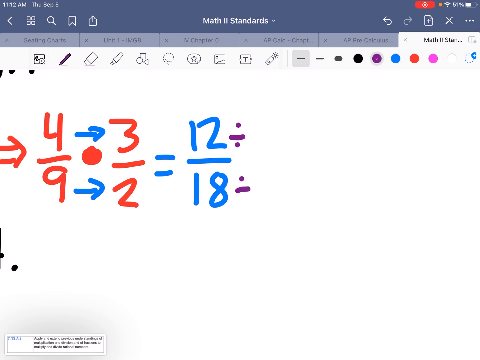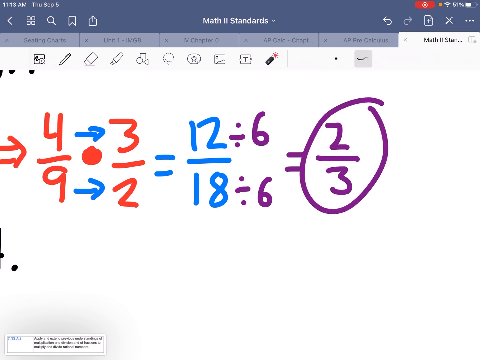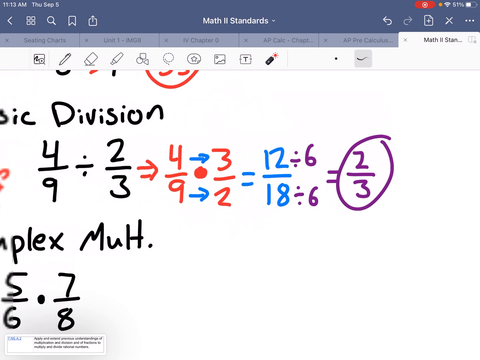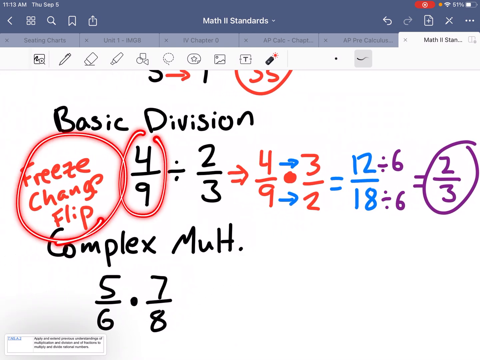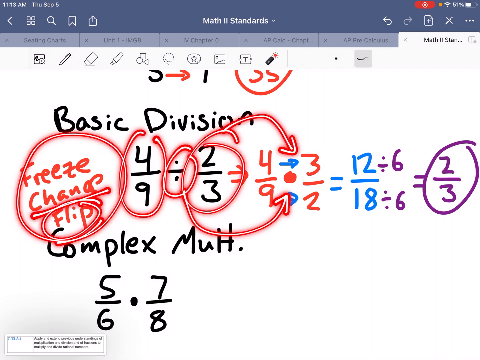I can divide both of these by 6. That is the greatest common factor of both of those. If I take 12 divided by 6, I get 2. If I take 18 divided by 6, I get 3. So 2/3 or 12/18, those are equivalent to each other. But again, the key is freeze, change to multiplication, flip the fraction over.